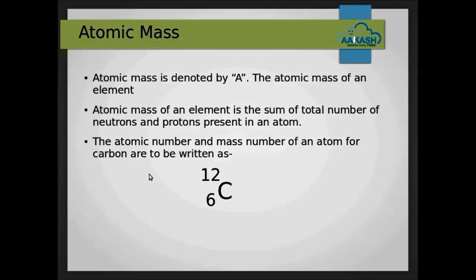Atomic mass is denoted by A. It is the sum total of the number of neutrons and protons present in an atom. It is denoted as this. Here, 6 is the atomic number of carbon, whereas 12 is the atomic mass of carbon.